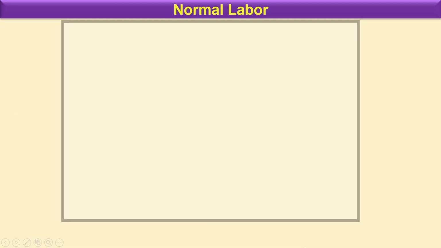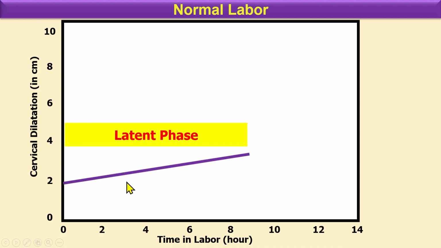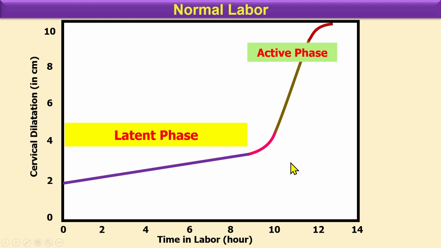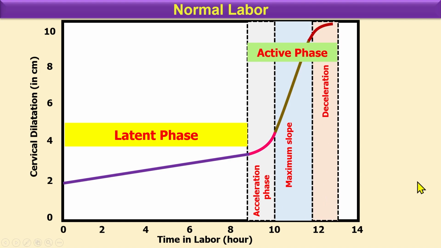If you look at the normal labor stages, here is the cervical dilation, and on this side is the time in labor. The first phase is the latent phase of the first stage of labor, and then the active phase of labor. The active phase also has three parts: the acceleration phase, maximal slope, and the deceleration, and after that is the second stage.